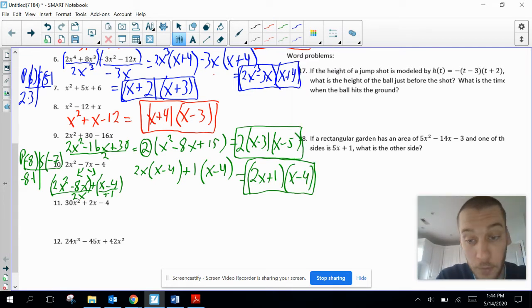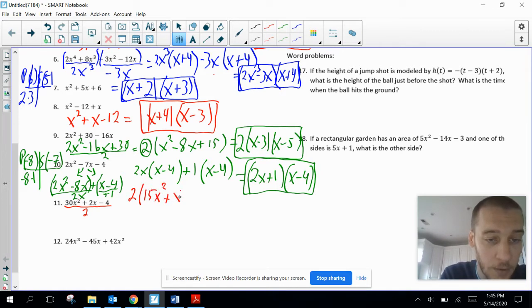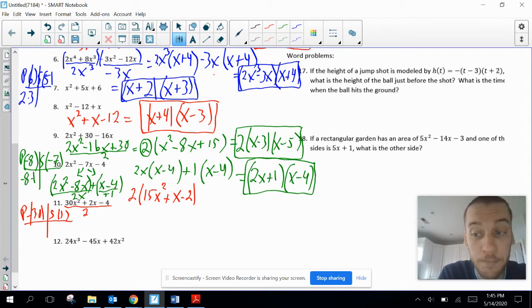All right, number 11, we got to make sure it's in the right order. It is. We need to look for a GCF. There is one, right? All three are being multiplied by 2. They have a factor of 2. So when I pull out a 2, I'm left with 2 parentheses 15x squared plus x minus 2. And now I'm looking to make a product sum chart for this. So my product is going to be the first one times the last one. So 15 times negative 2 is negative 30. And my sum is the middle term, which is 1. So I need to multiply to get negative 30 and add to be 1. What's that going to be?